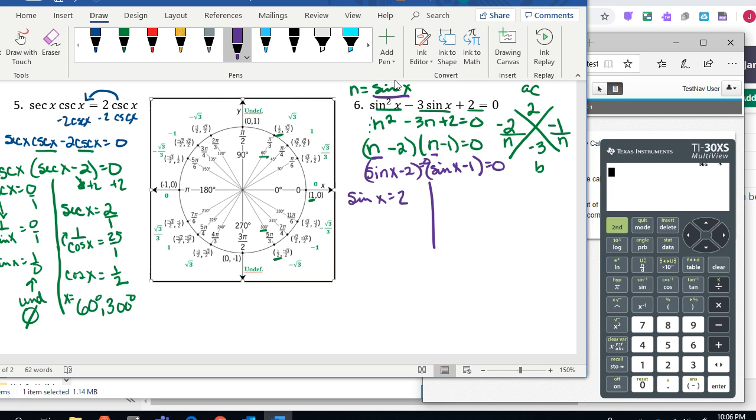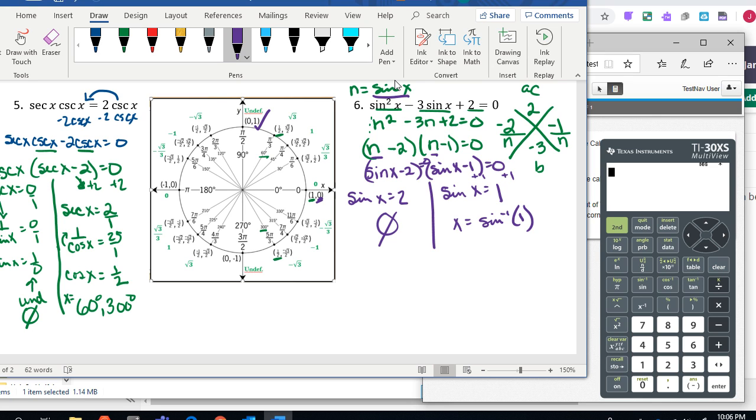Wait a minute. That can't happen because sine of x is never 2. This one is the empty set. This one, sine of x, adding 1 to both sides: sine of x equals 1, so x equals inverse sine of 1.